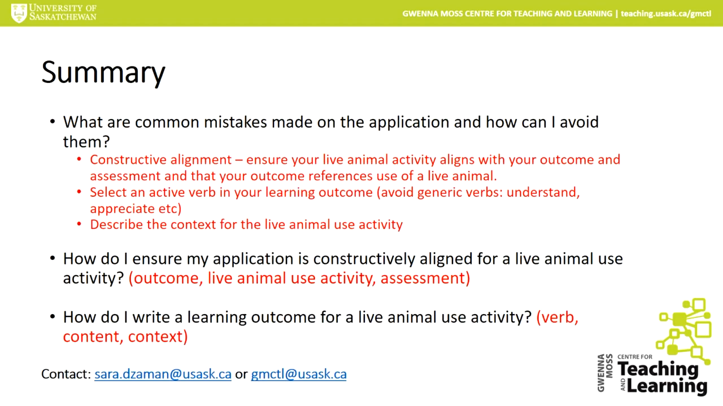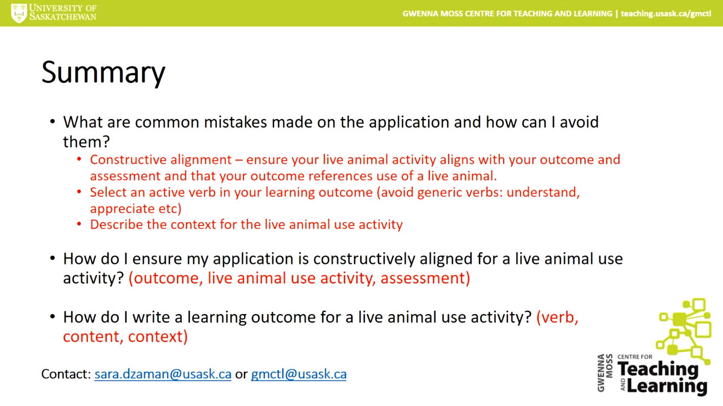So finally, in summary, we've gone through these three areas. So what are common mistakes made on applications and how can I avoid them? We talked about being able to avoid them by ensuring constructive alignment and that you actually reference a live animal in your outcome. Make sure you select an active verb in your learning outcome, and then describe the context for that live animal use activity. Create some criteria there.